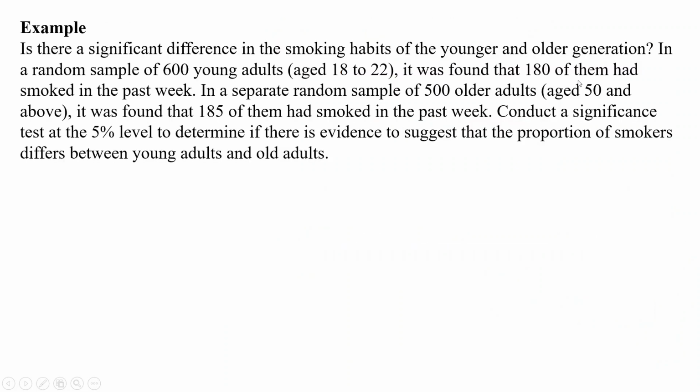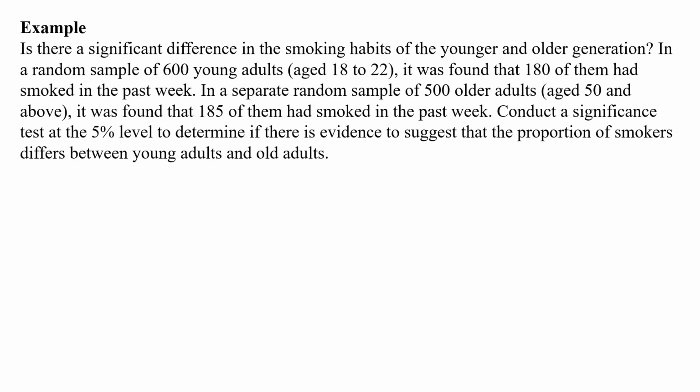Let's look at an example. We'll do a complete 4-step 4C process of this example, our two proportion z test. So is there a significant difference in the smoking habits of the younger and older generation? So in a random sample of 600 young adults, it was found 180 of them had smoked in the past week. A separate random sample of 500 older adults, 185 of them had smoked in the past week. Conduct a significance test at the 5% level to determine if there's evidence to suggest that the proportion of smokers differs.